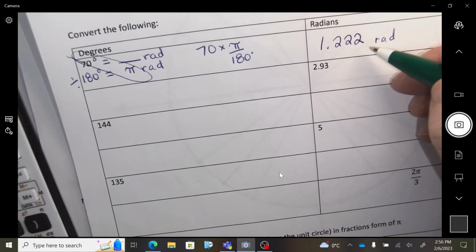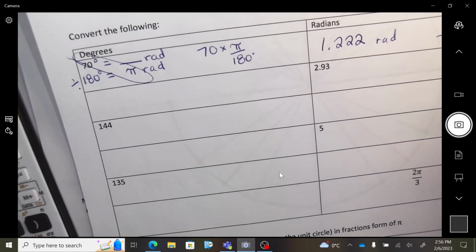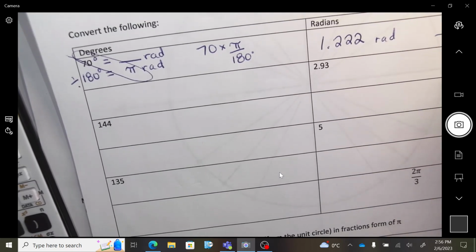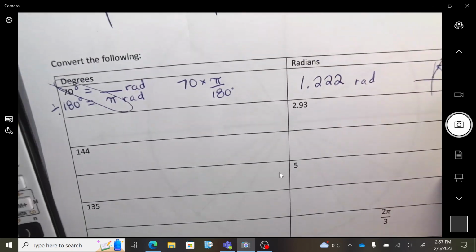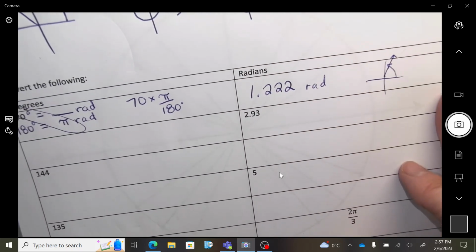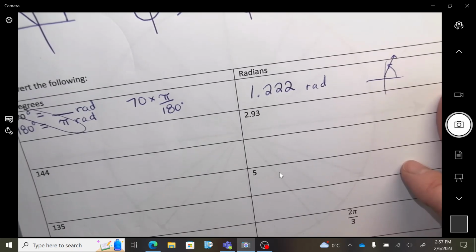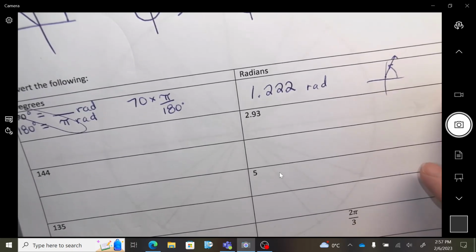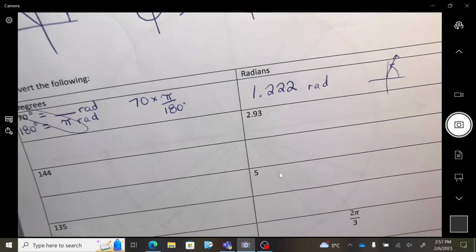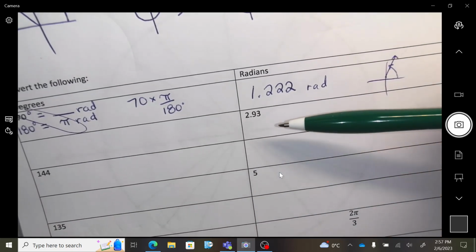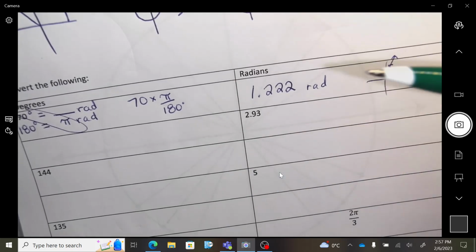Does this number make sense to you? 70 degrees is there. Does 1.2-ish radians make sense? Because the top was 1.5-ish, right? Okay, let's go radians to degrees.